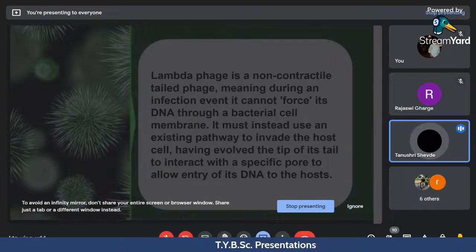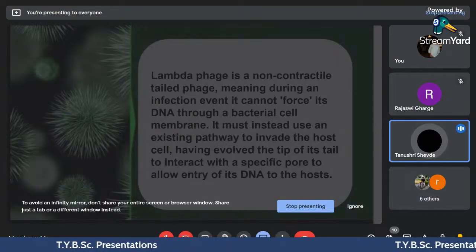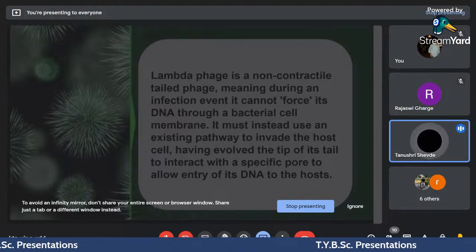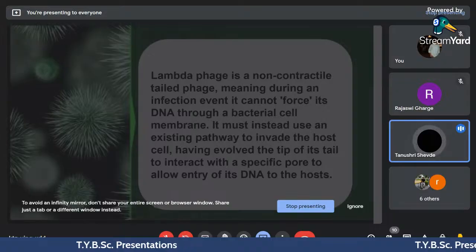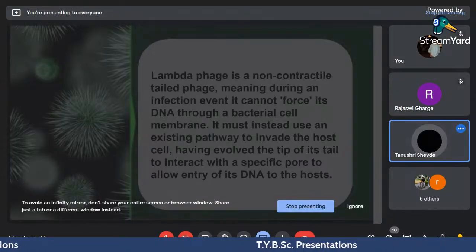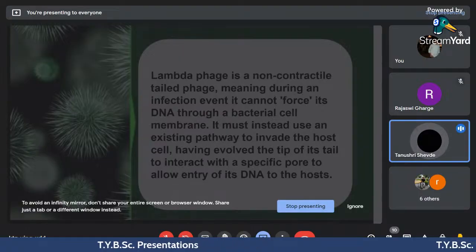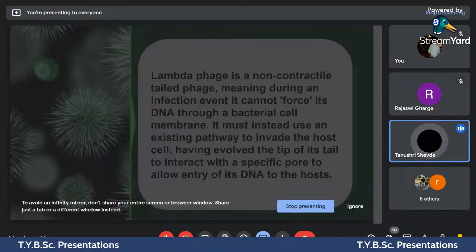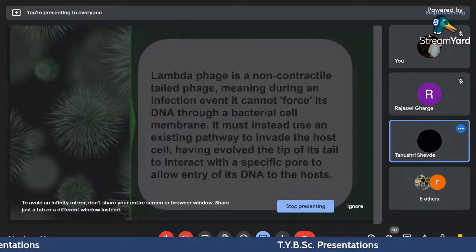So lambda phage is a non-contractile tail phage, meaning during an infection, it cannot force its DNA through a bacterial cell membrane. It must instead use an existing pathway to invade the host cell, using the tip of the tail to interact with a specific pore to allow entry of its DNA into the host.